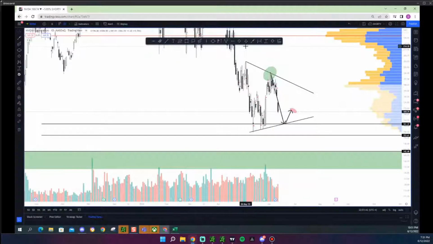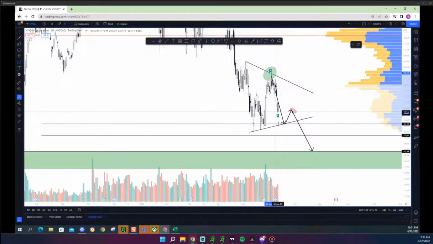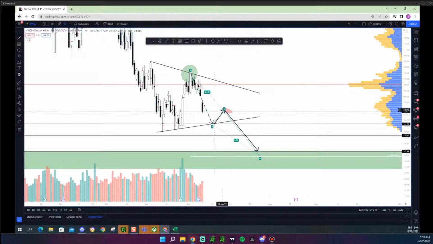And then there's a high probability. Once you break this, what does this look like then? ABCD. It would look like that. And then if I grab my fibs, it will confirm it. If I grab it from here to here, look, 1618 would be kind of like right here. So that's kind of the way I would have played it, or would play it, ideally. I don't think we make it back up to 188 anytime soon.